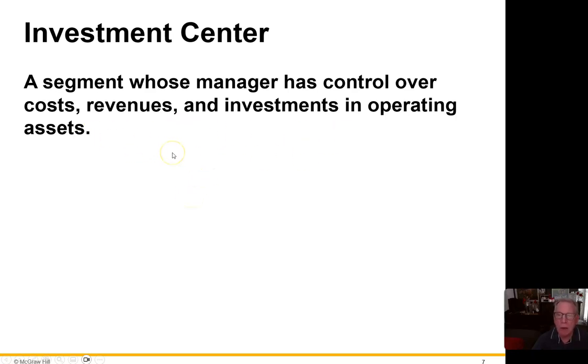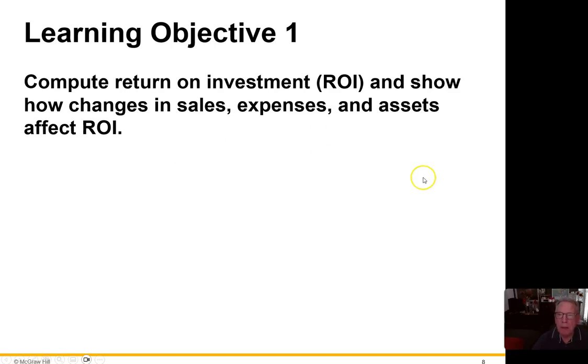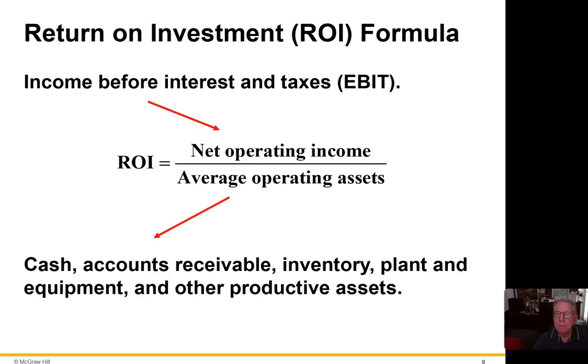Investments in operating assets. So let's take a look at computing return on investment, ROI, and show how changes in sales, expenses, and assets affect ROI. How do we calculate ROI? The formula for that is the income before interest and taxes. We'll call that EBIT, earnings before interest and taxes. And so we take the net operating income, EBIT, and divide it by the average operating assets.